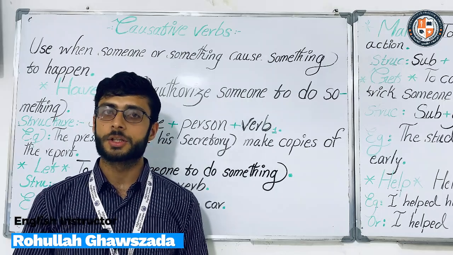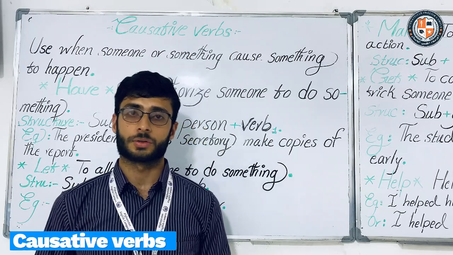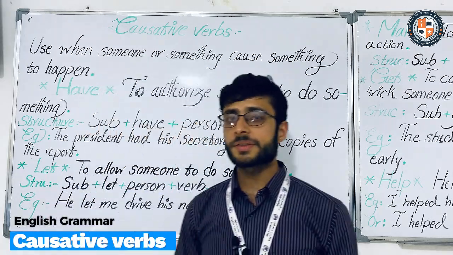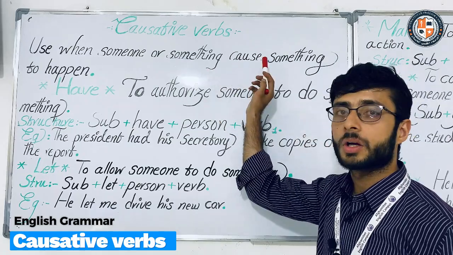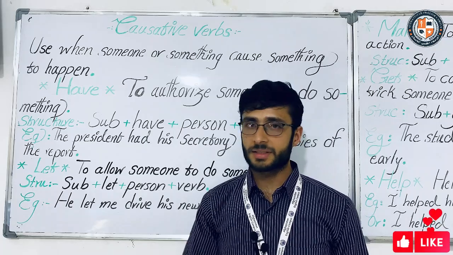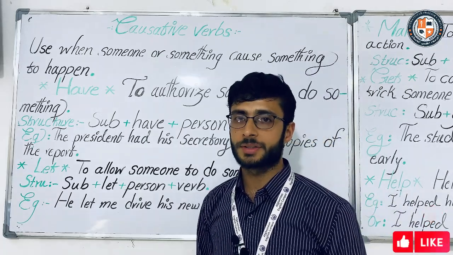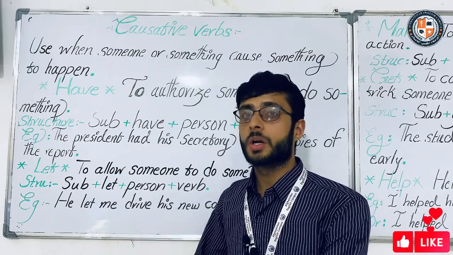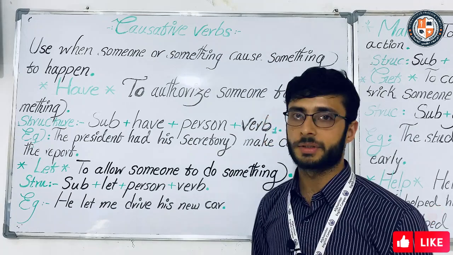In this episode, you will learn about causative verbs. First of all, what are causative verbs? We use causative verbs when someone or something causes something to happen. It means we let someone do something, we force someone to do something, or someone causes an action to happen. These are called causative verbs.